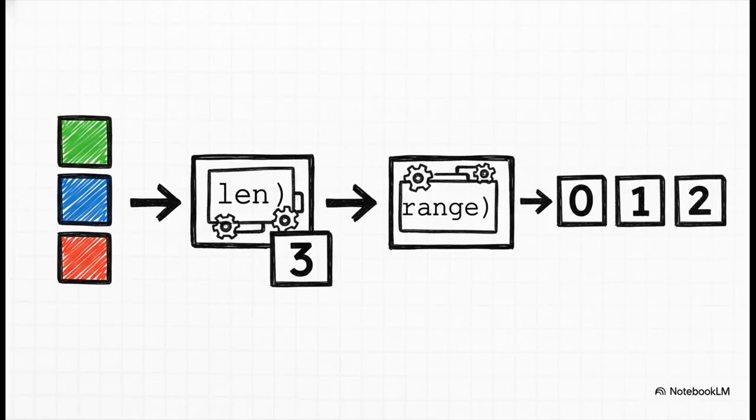So here's how this range-len combo actually works. First, len of colors figures out the length of our list, which is 3. Then, range of 3 creates a sequence of numbers starting at 0 and going up to, but not including, 3. So we get 0, 1, and 2. And what are those? They're the exact index positions for our list. Our loop variable i then takes on each of those numbers, one by one.